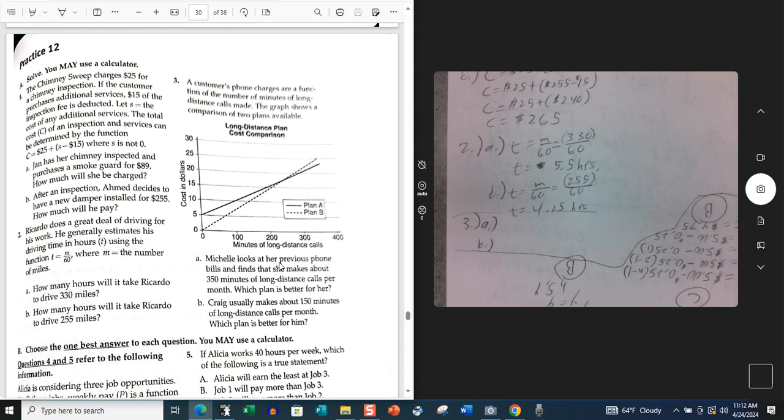Michelle looks at her previous phone bills and finds that she makes about 350 minutes of long distance calls per month. Which plan is better for her? Now, if you notice here, plan A is a solid line, plan B is a dotted line. We have our cost here and we have the number of minutes here. We know as a customer, whichever one has the lower cost is the better plan for us. She makes about 350 minutes, and if you notice here, the solid line is lower than the dotted line. So plan A would be the better plan.